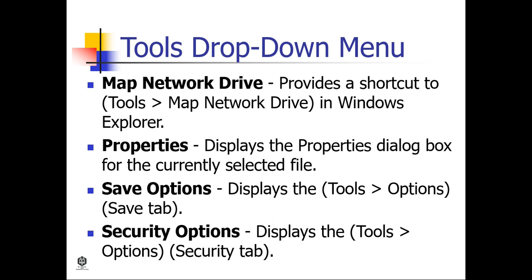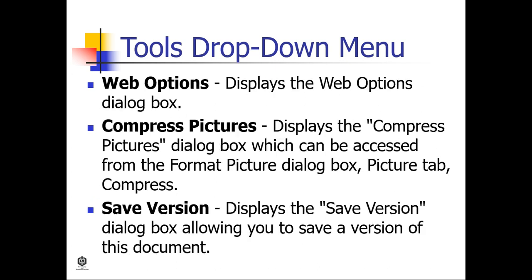Map Network Drive provides a shortcut to Tools, then Map Network Drive in Windows Explorer. Properties displays the Properties dialog box for the currently selected file. Save Options displays the Tools, Options, then Save tab. Security Options displays the Tools, Options, then Security tab. How about Web Options? It displays the Web Options dialog box.